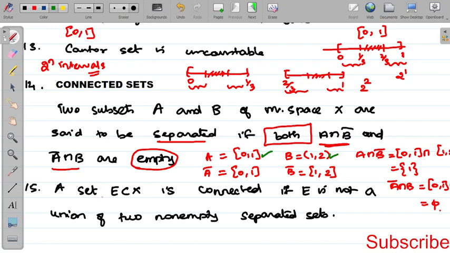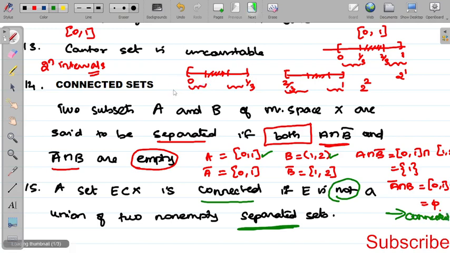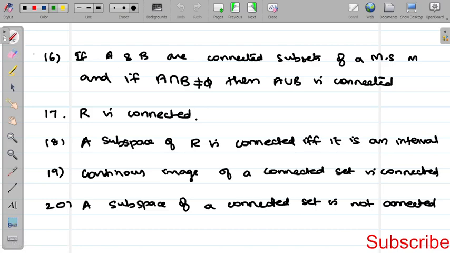That is the 15th one: a set E, a subset of X, is connected if E is not a union of separated sets. So if it is not a union of separated sets, then we can say it is connected. So this example is a connected set. Next: if A and B are connected subsets of a metric space and A intersection B is not equal to empty, then A union B is connected.